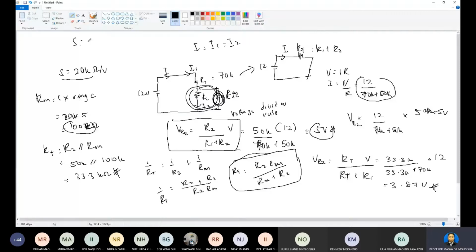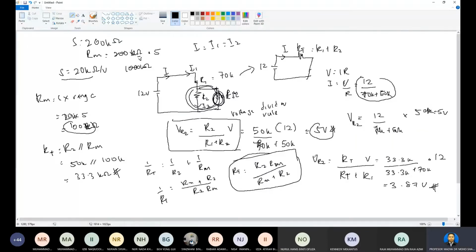First you have to calculate the Rm. Rm equals S, 200 kilo ohm per volt, multiplied by 5, which gets 1000 kilo ohms. Then this Rm is in parallel with R2, 50 kilo ohms. Part C you can try yourself. So you can get this RT, and then you can use the voltage divider rule, this formula.